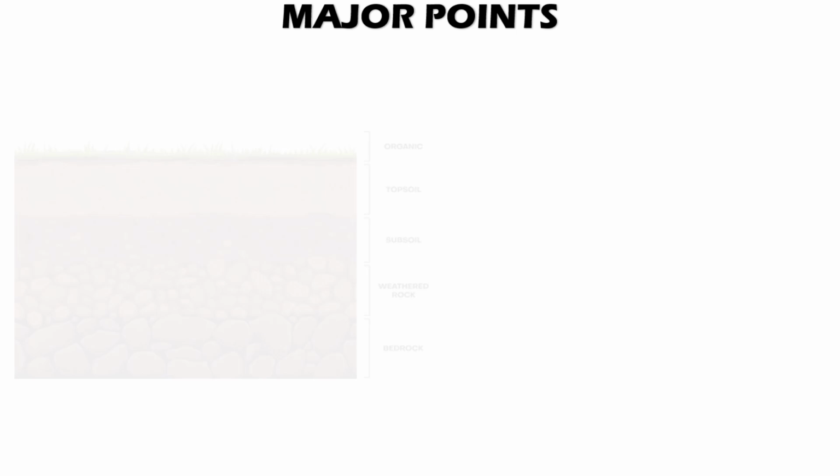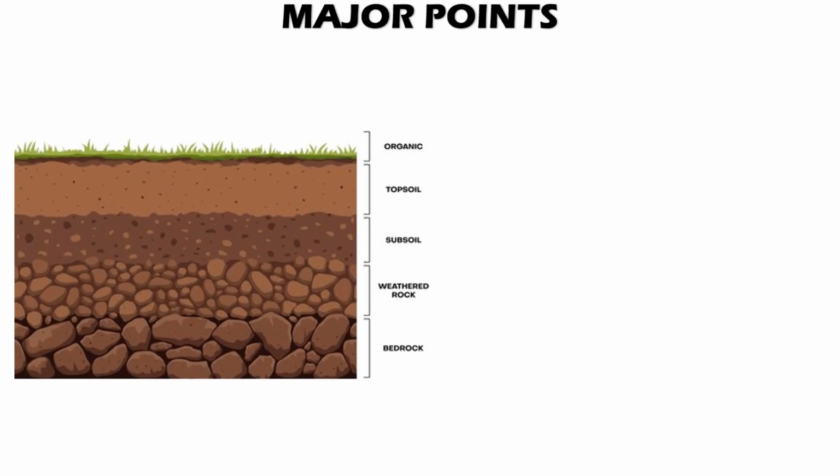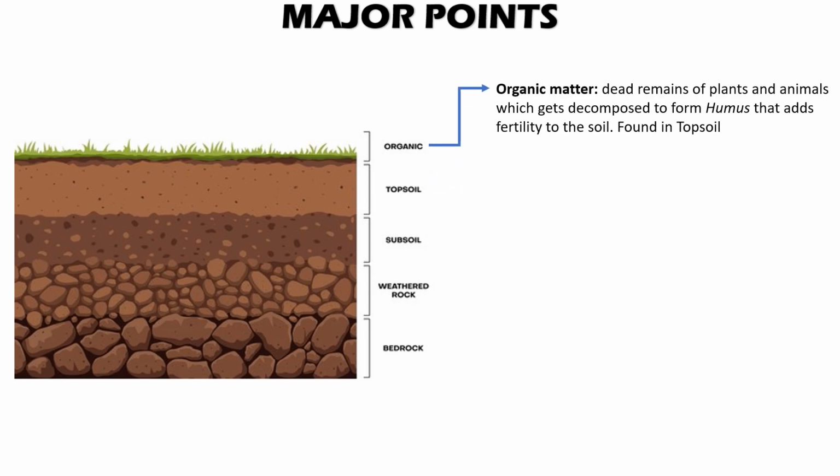See, this is a soil profile with various layers of the soil found at different depths. At the topmost part, we have the organic matter, which are dead remains of plants and animals, which get decomposed to form humus that adds fertility to the soil. And this organic matter layer is found on the topsoil.